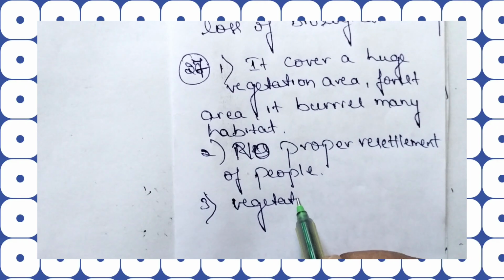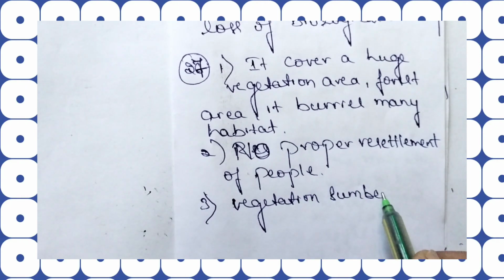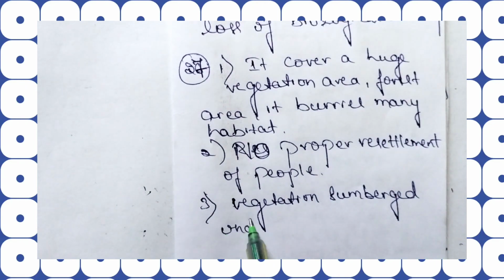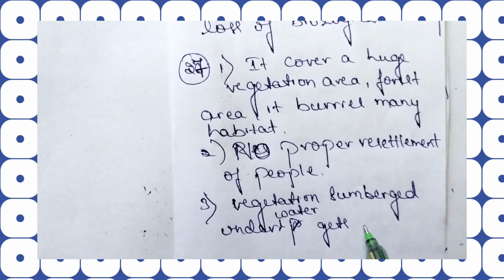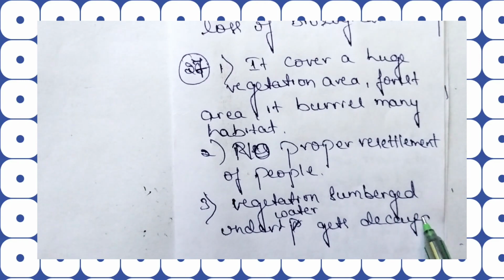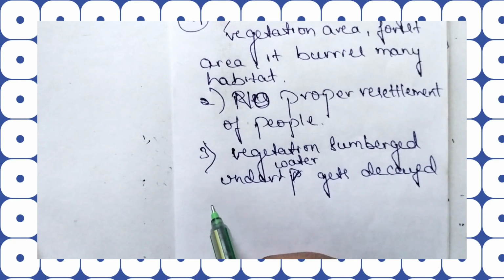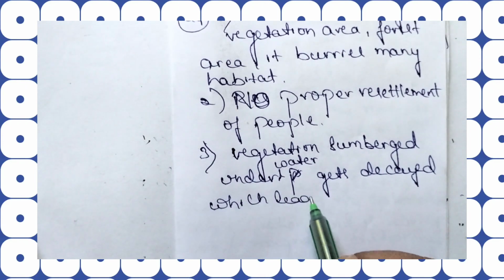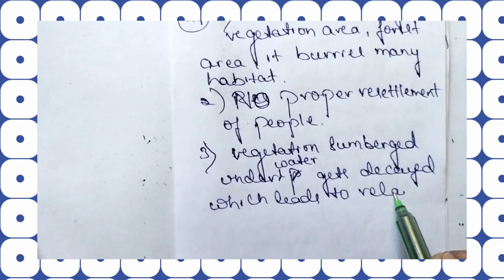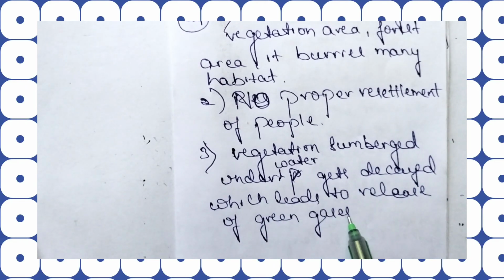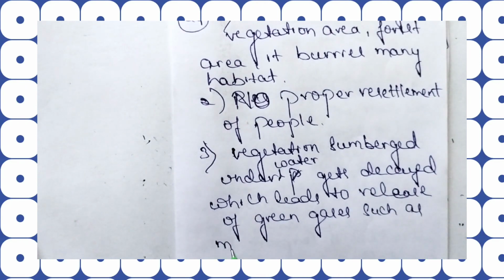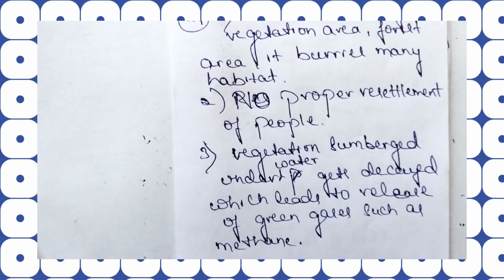Vegetation submerged underwater gets decayed, which leads to release of greenhouse gases such as methane. So the greenhouse effect will take place.